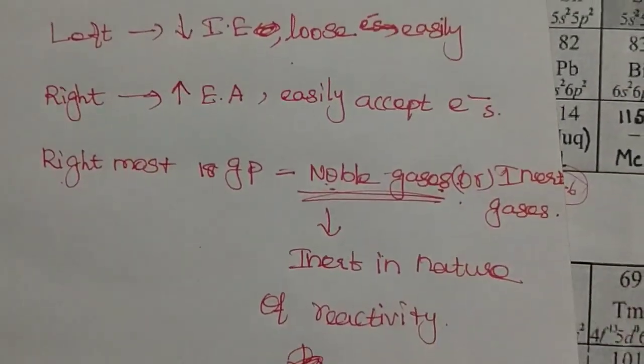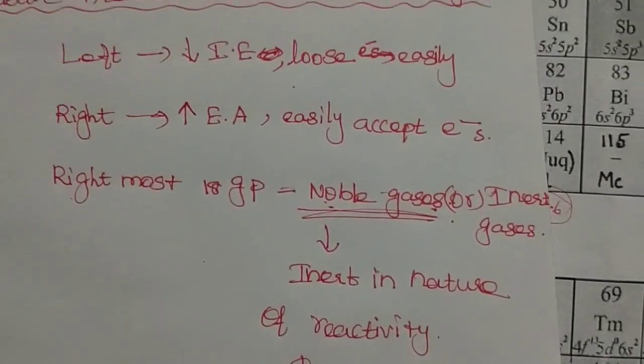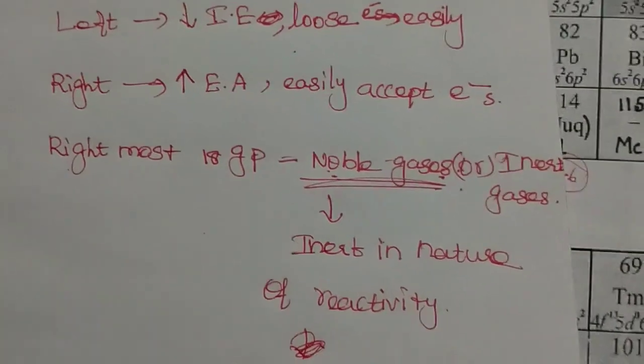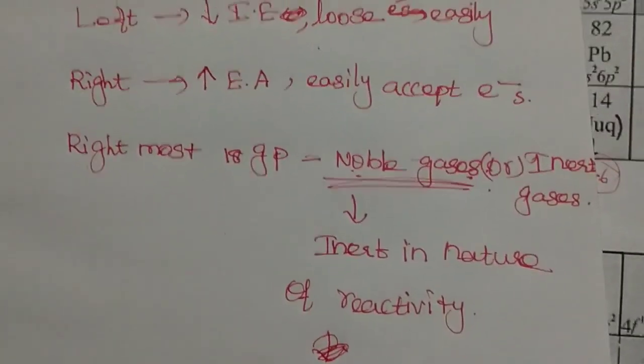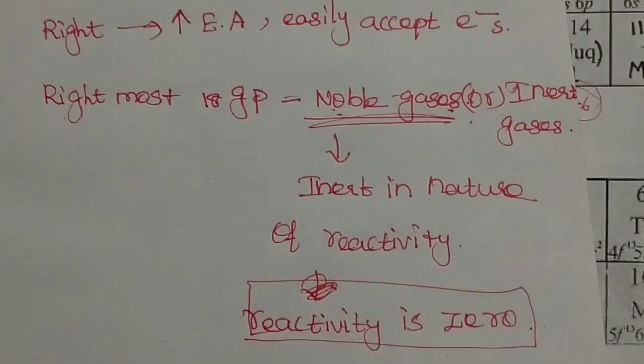They are situated in the rightmost end of the modern periodic table, so they are chemically inert. They do not readily accept or lose electrons. That is the reason the reactivity of the inert gases is zero.